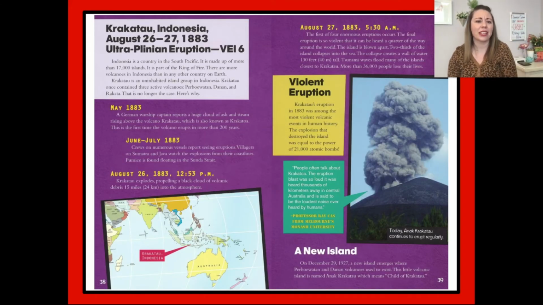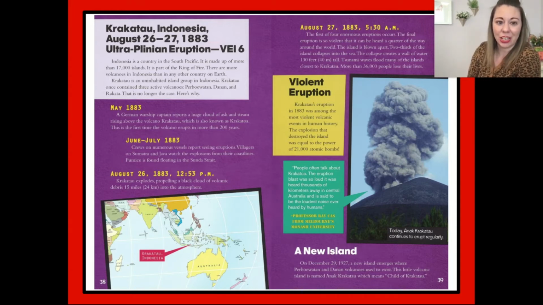So now we have Krakatau, Indonesia, August 26th through 27th, 1883. This was an ultra-Plinian eruption at the VEI of 6. So it says, Indonesia is a country in the South Pacific. It is made up of more than 17,000 islands. It is part of the Ring of Fire. There are more volcanoes in Indonesia than any other country on Earth. Wow.